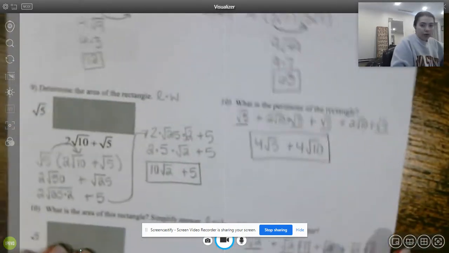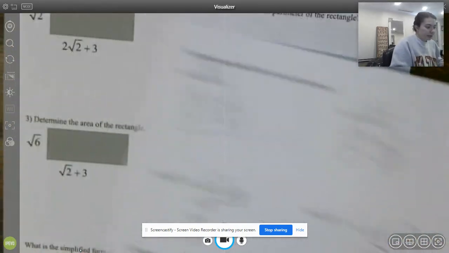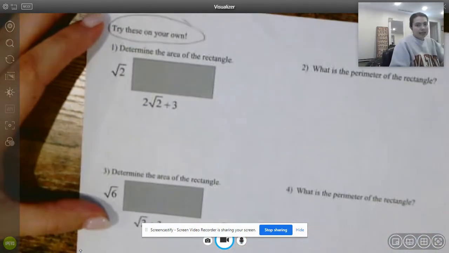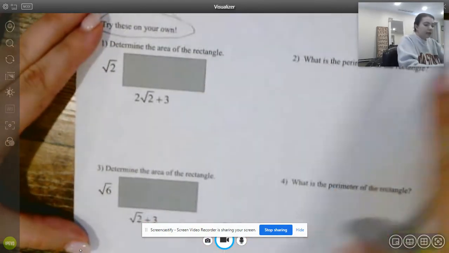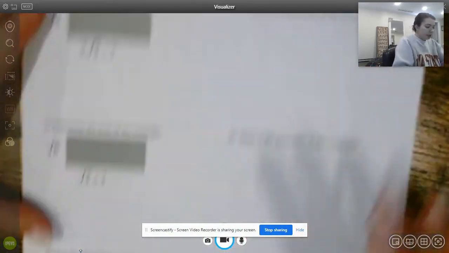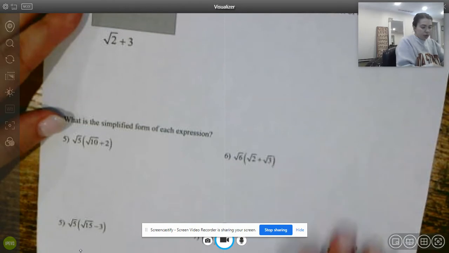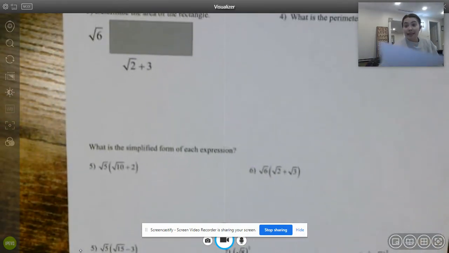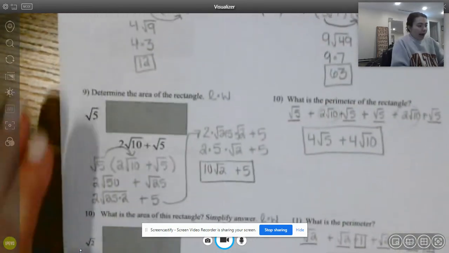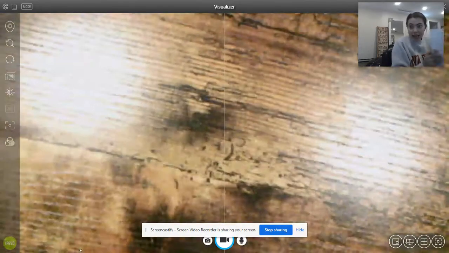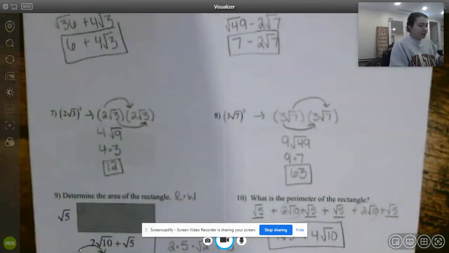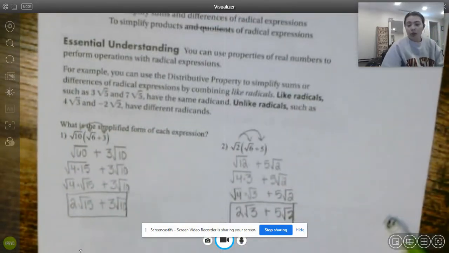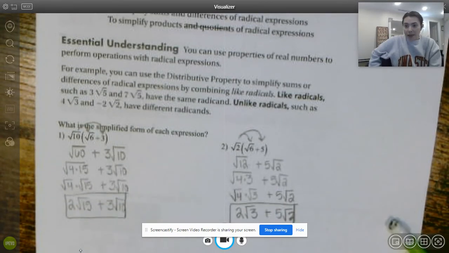So your homework for tonight, which hopefully some of you guys can start in class, is the very last page that says try these on your own. You have some rectangles, you have some area and perimeter, and then you have some distribution and then simplifying when possible. I hope you guys have a great Tuesday. I apologize for not being there today. Tomorrow for asynchronous, you guys will have an assignment to do on your own at home. And then we will touch base and pick right back up where we left off on Thursday.